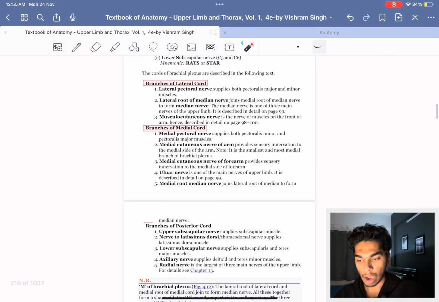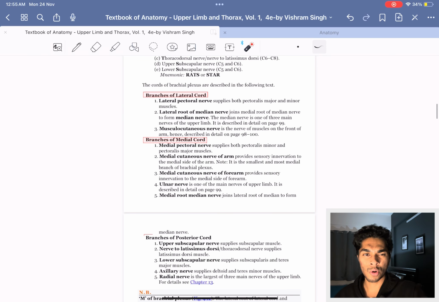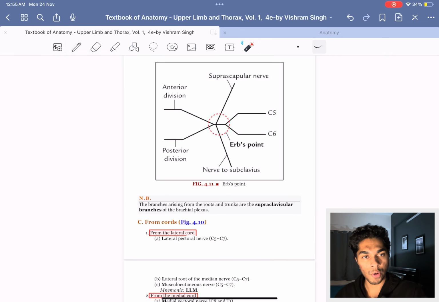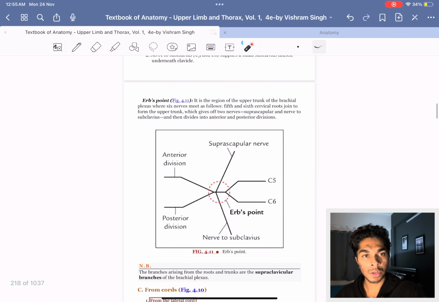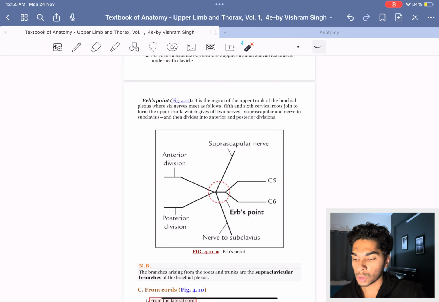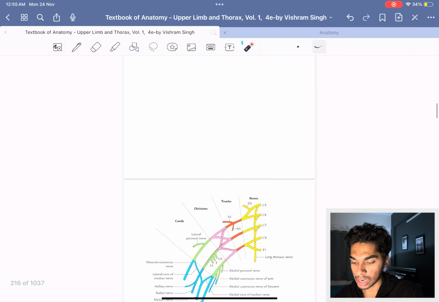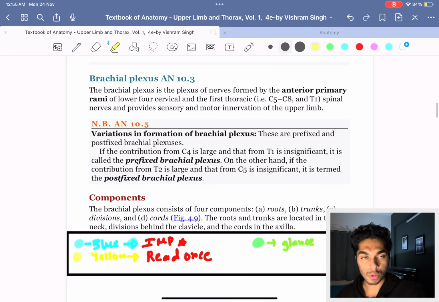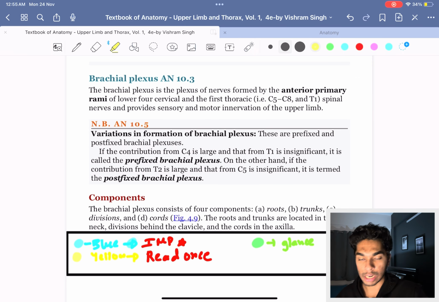But still, I will cover it in this video because I don't want to miss a point also. I'll try maximum, I'll cover the maximum important points here so that after this video, practice the diagram, go through this PDF, and yes, you'll be done. You'll score maximum marks. So let's quickly start without wasting any time. Okay. So as I'm indicating, blue is important, yellow is read once, green is glance.